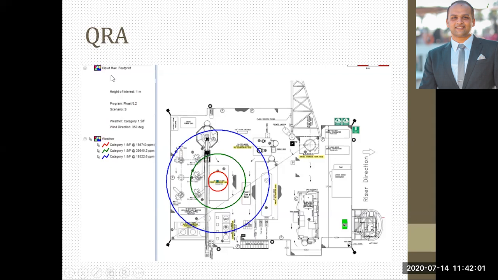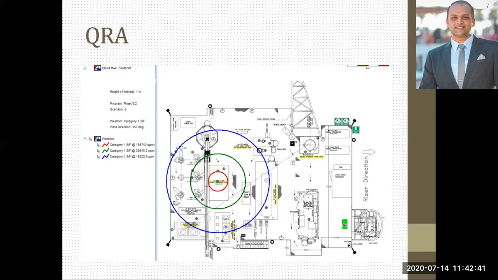We said that you can model the dispersion as well. Here, it's a model for dispersion for this place. It's natural gas. The height of interest, which means these contours, can differ. This is at a height of 1 meter. If it's 2 meters, the contours will differ. And you put your assumptions for weather and wind direction as well. And at the end, these contours come.